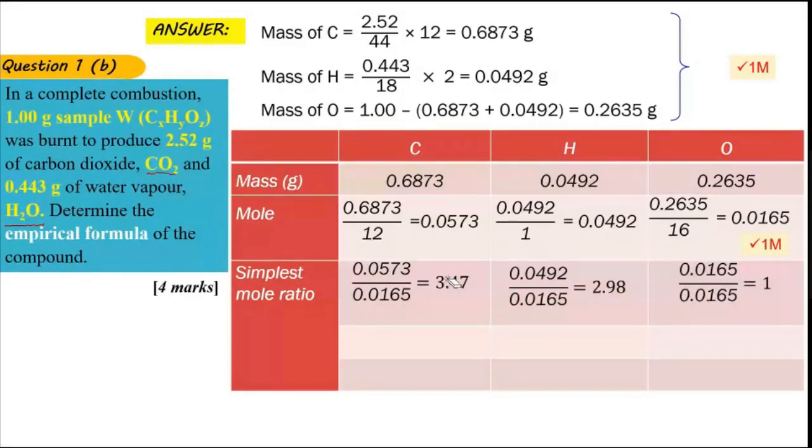So we get 3.47 for carbon, 2.98 for hydrogen, 1 for oxygen. And we cannot round off here because this is too far away for rounding off. So we multiply with a number until we can round off.